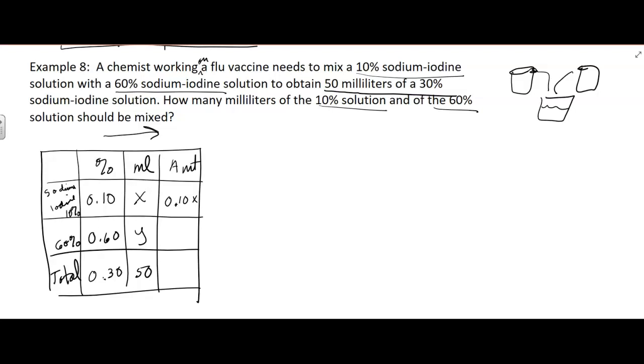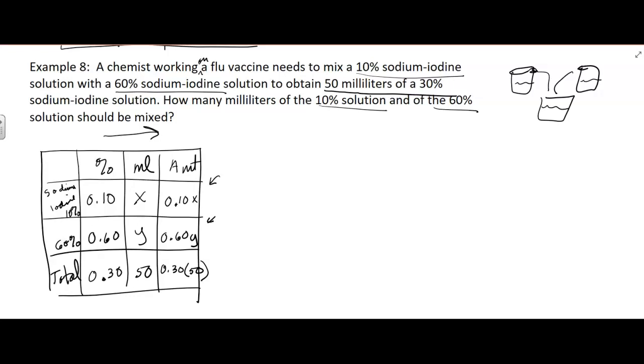And there's going to be so much of it, and depending on your mixture, it will have a certain percent sodium iodide. Okay. So the amount you're getting from the first beaker, that's this top row, 0.10 times x. The amount you're getting from the second row is going to be 0.60y. Okay, and then how much actual sodium iodide do we want in the end? We want 30% of 50. So we're going to have to multiply that out.